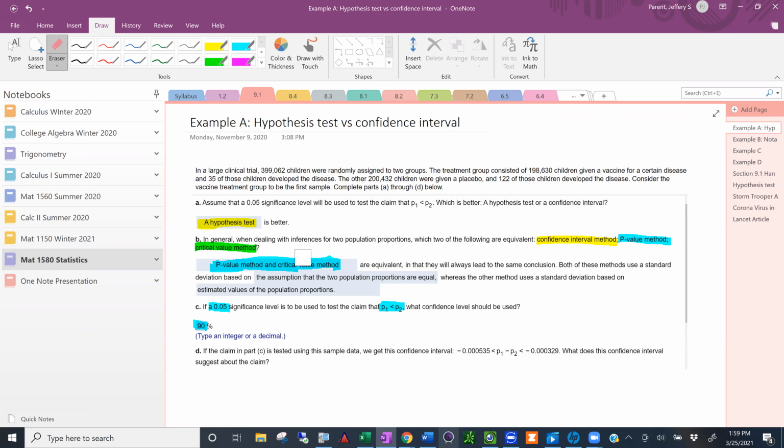So I'm giving you the answer to one of your homeworks here. The p-value method and the critical value method essentially give you the same answer. Confidence intervals, yeah, generally they'll agree with this, but if they don't, then you have to make a decision as to which one you believe. Both of those methods are based on standard deviation and the assumption that the 2 population proportions are equal.